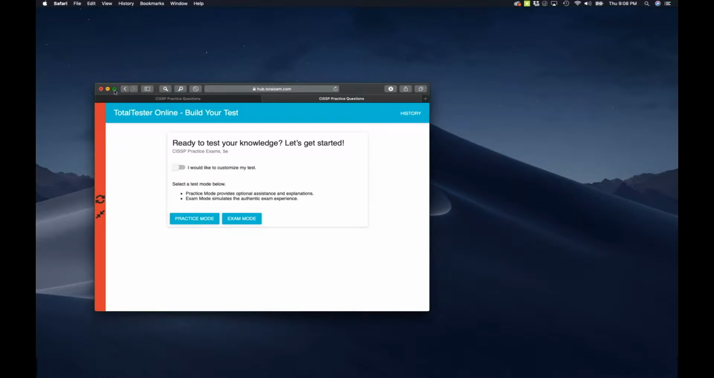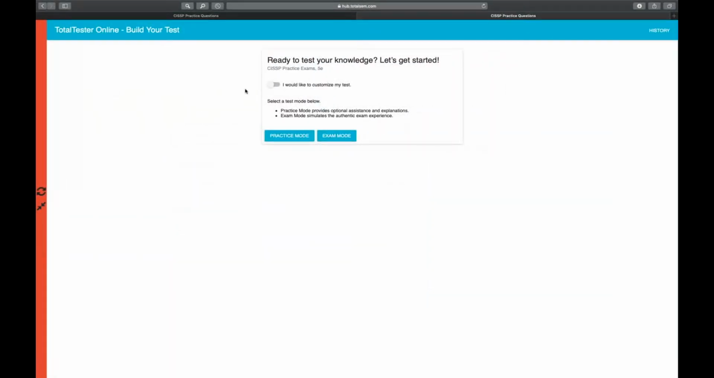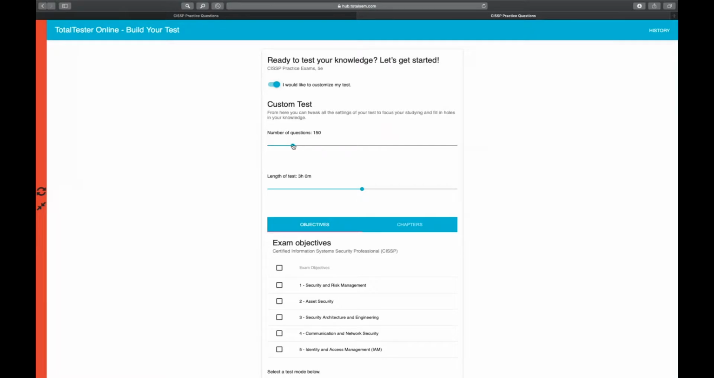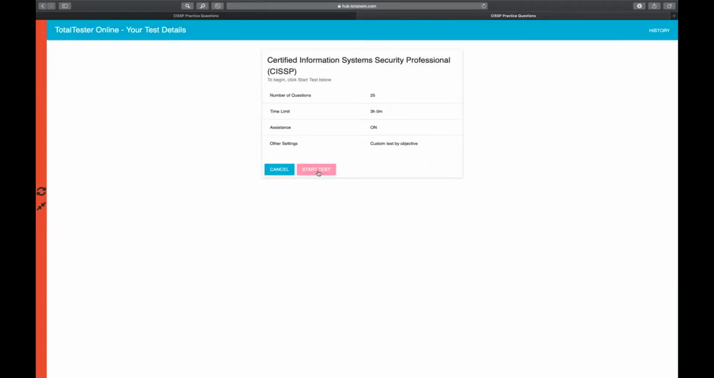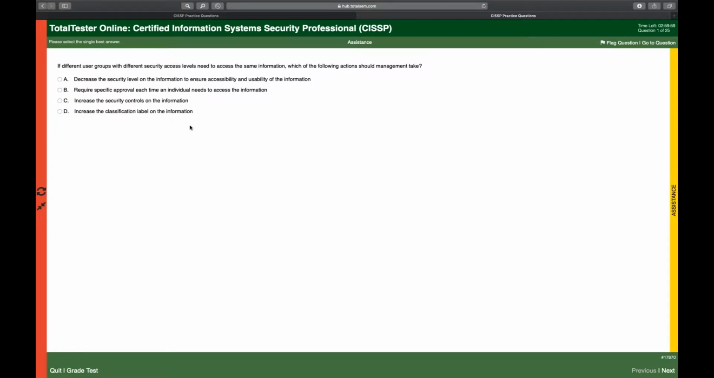All right, so we'll go through 25 questions covering all 8 domains. Again, I'll read the question. Don't blurt out the answer. Just let me know that you're ready. So, question number 1: if different user groups with different security access levels need to access the same information, which of the following actions should management take?